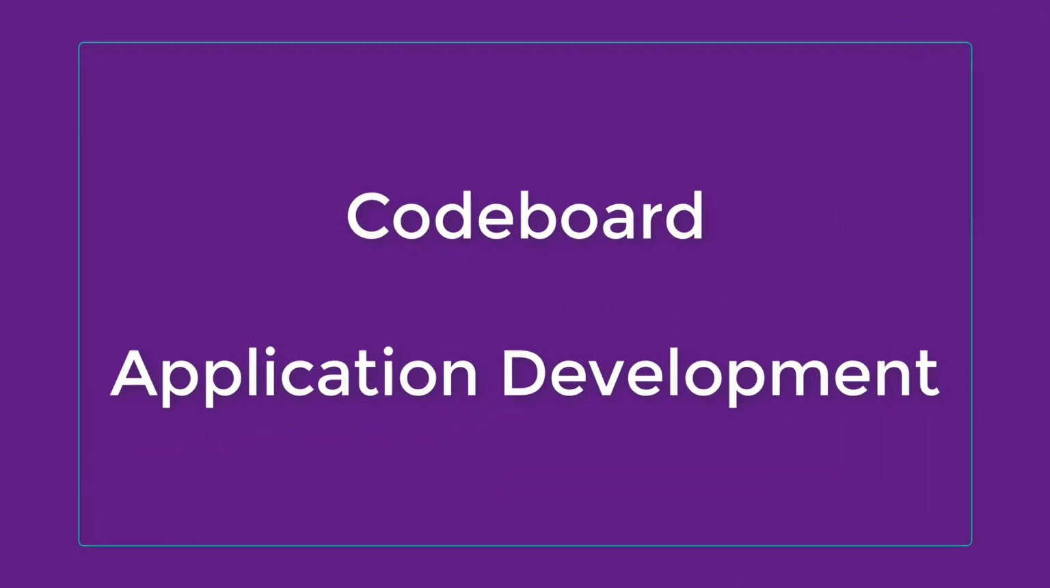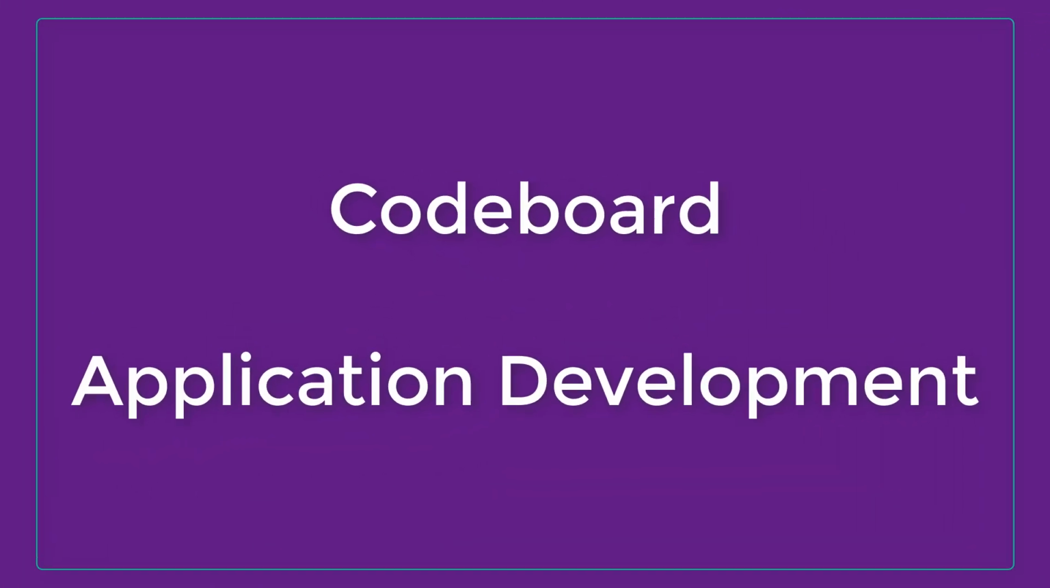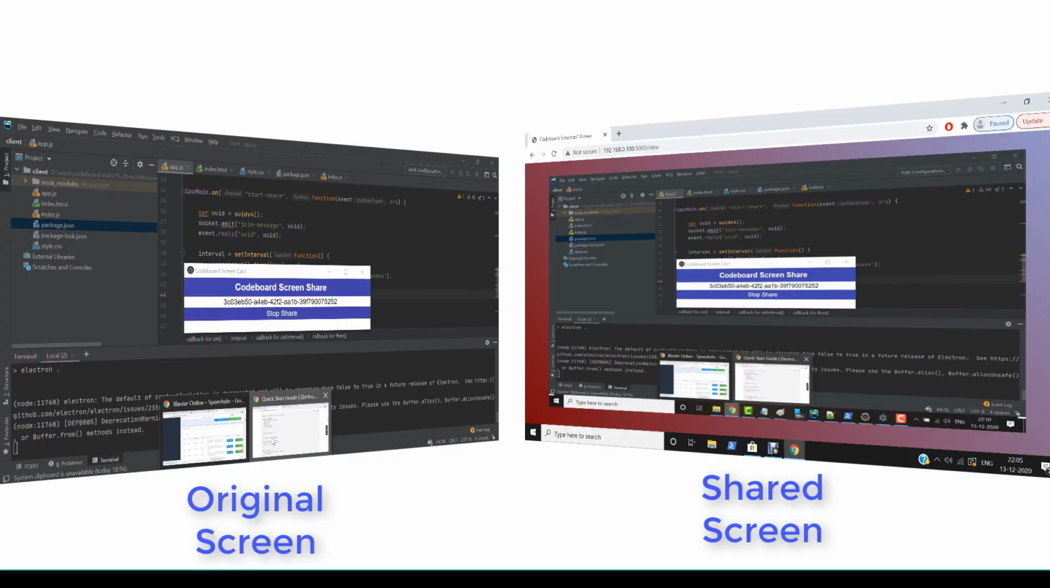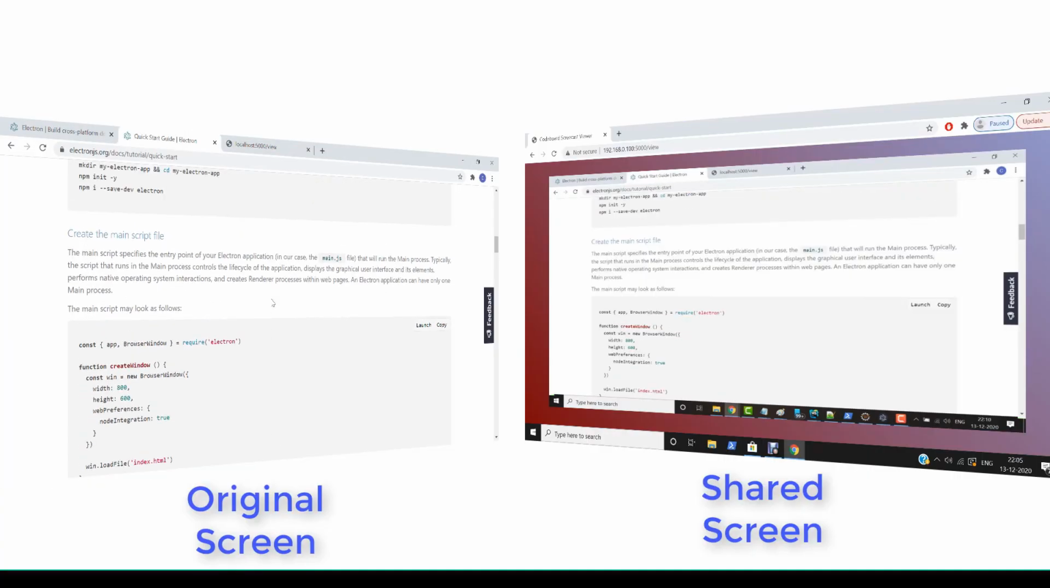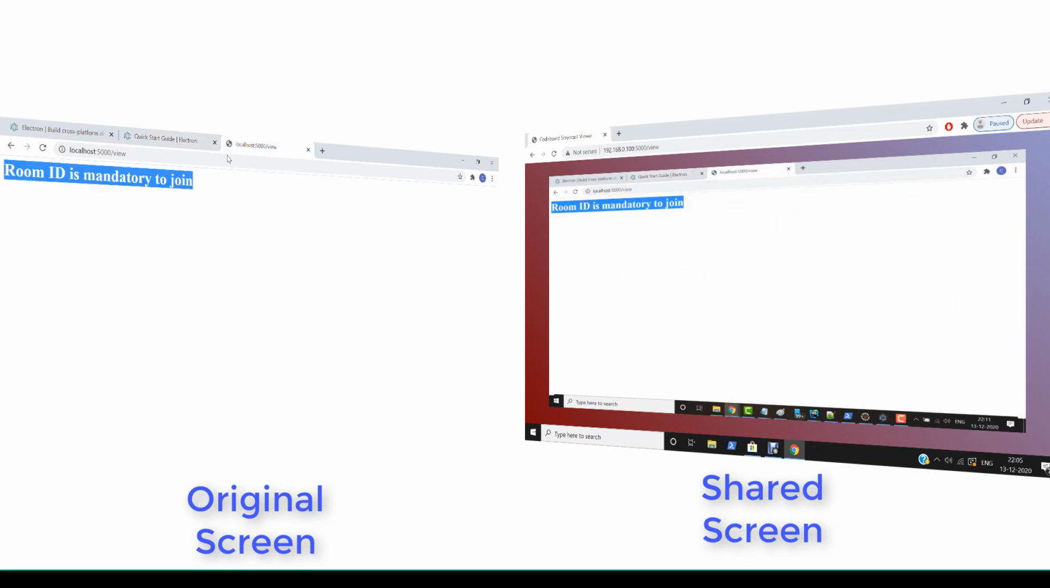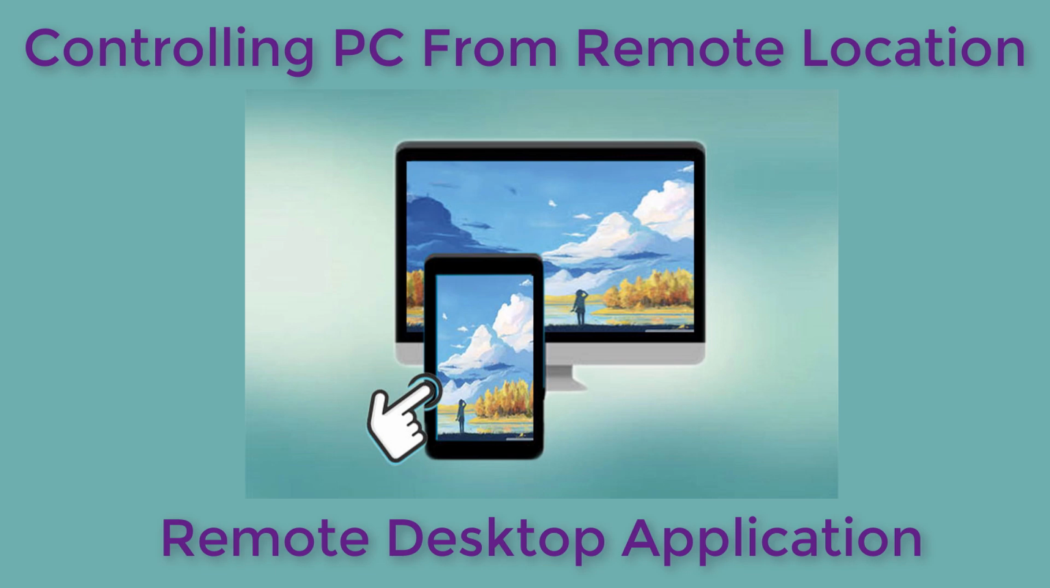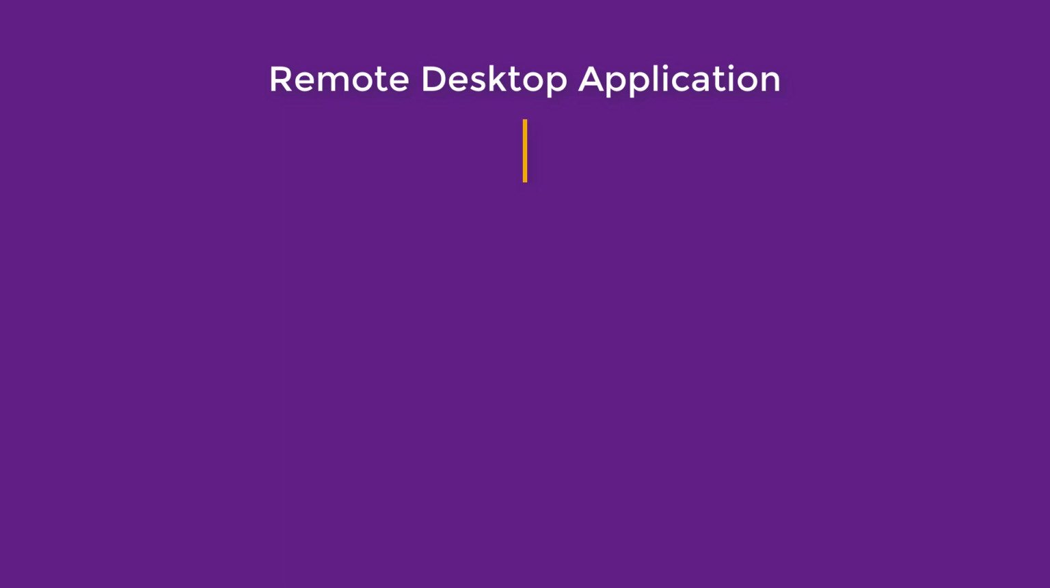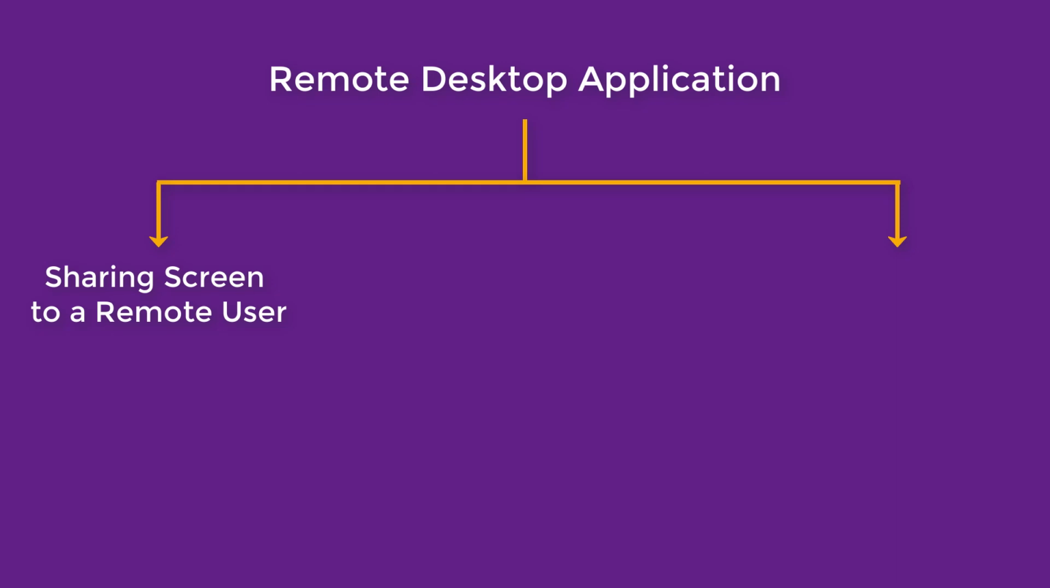As always, today we are going to develop another interesting application. In my last video, we developed a screen sharing application. And as I mentioned in that video, our next step is to extend that application's functionalities and develop a remote desktop application. If you think about a remote desktop application, it has basically two parts. First, sharing the screen, and second, performing some tasks from that particular shared screen.